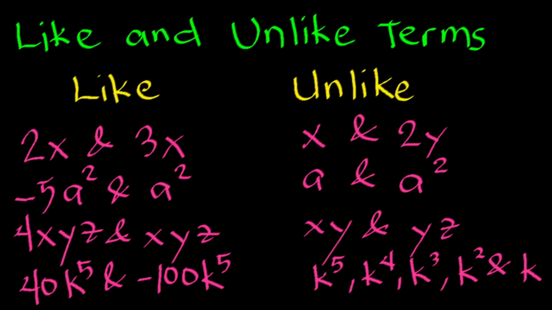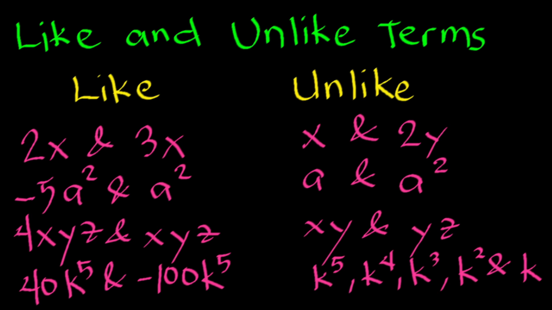We also have 4xyz and xyz. So we have x, y, and z as the variable na merong exponent na 1 per variable. And then we have 40k to the 5th and negative 100k to the 5th. As you can see, meron tayong variable na k na may exponent na 5. So paano natin ma-identify naman ang mga unlike terms? First, we have x and 2y. Obviously, magkaiba yung variable niyan. So, unlike terms sila.